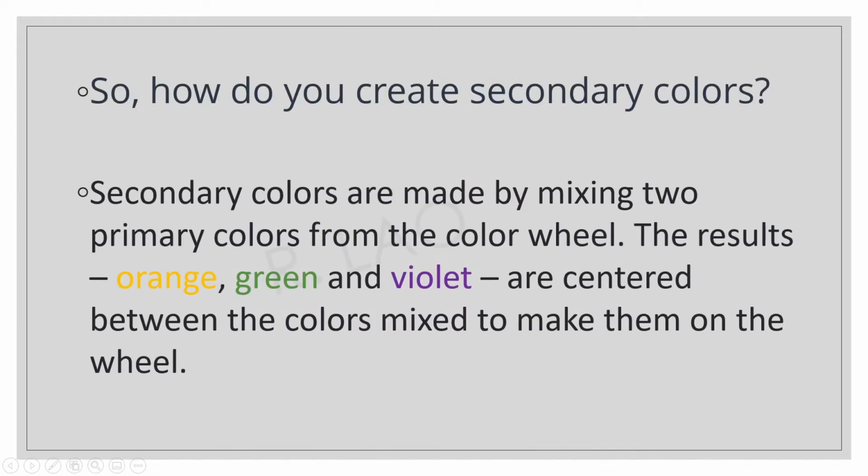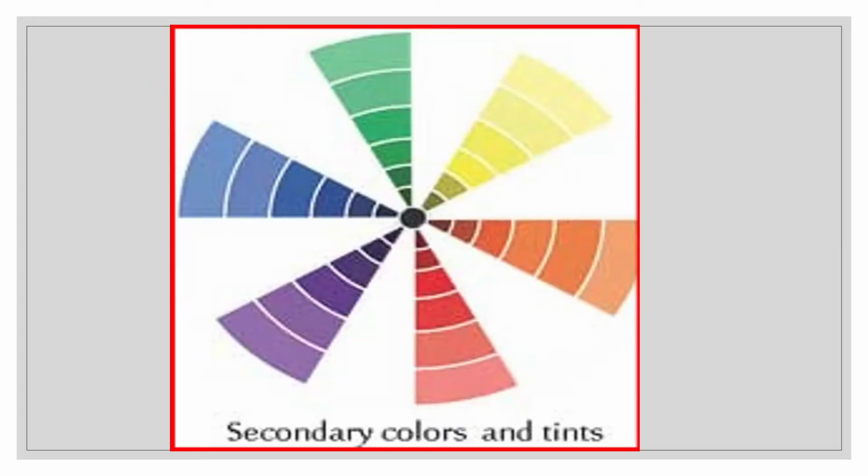So, how do you create secondary colors? Secondary colors are made by mixing two primary colors from the color wheel. The results are orange, green, and violet, centered between the colors mixed on the wheel. So, we can see secondary colors by mixing two primary colors from the color wheel. When you mix two primary colors, it becomes a secondary color. These are the secondary colors.